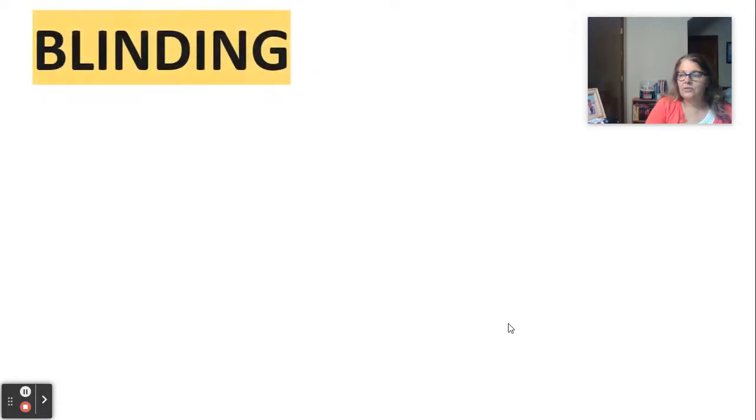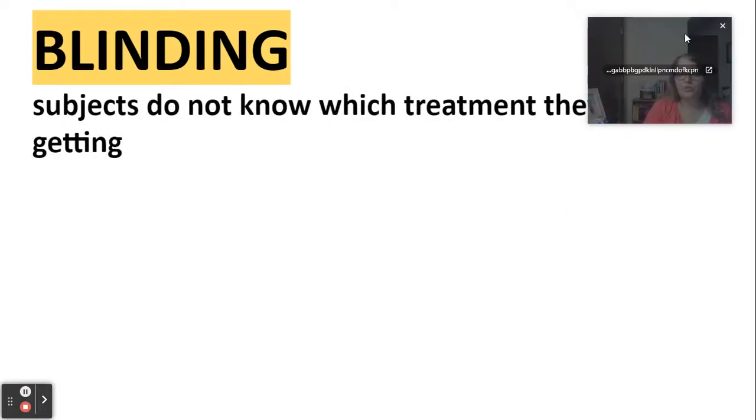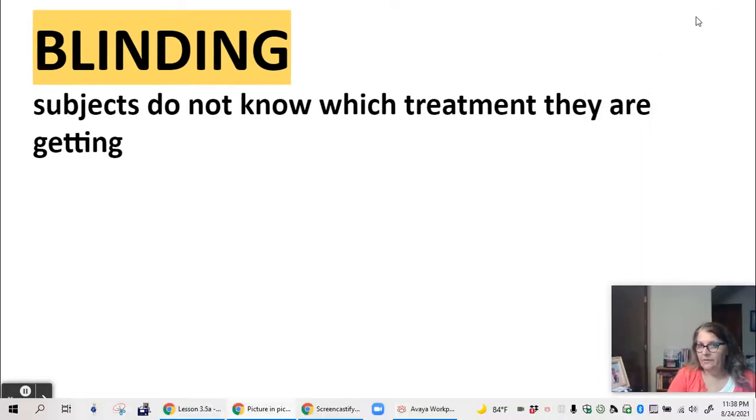Okay, so let's look at another way of control, which is what we call blinding. Blinding basically says that the subject doesn't know which treatment they are getting. Why would you want to do that? Well, think about when they were getting the pain medication. If they knew they were just getting sugar pills or water injections, would they have liked that? No. So if you don't know what you're getting, then you don't have it flawed by the fact of knowing you got the real one versus a placebo.